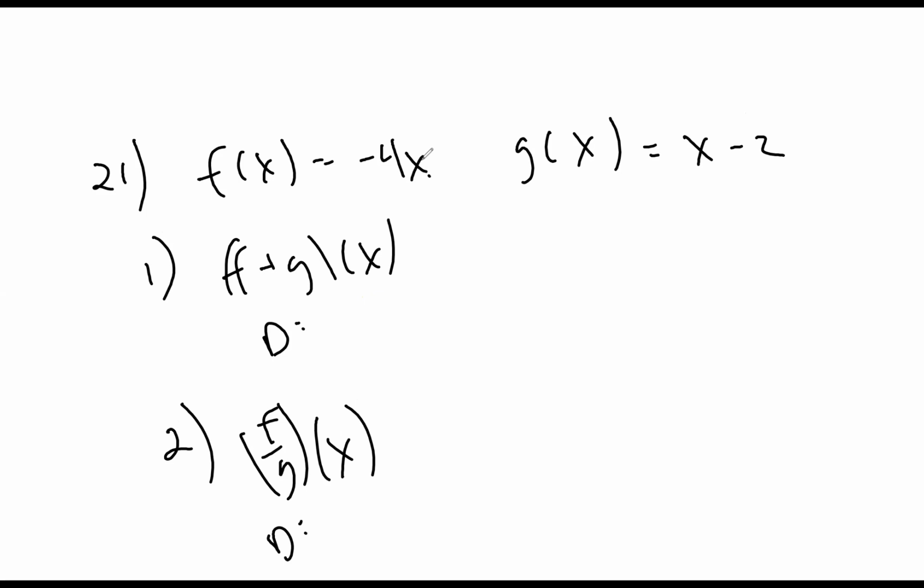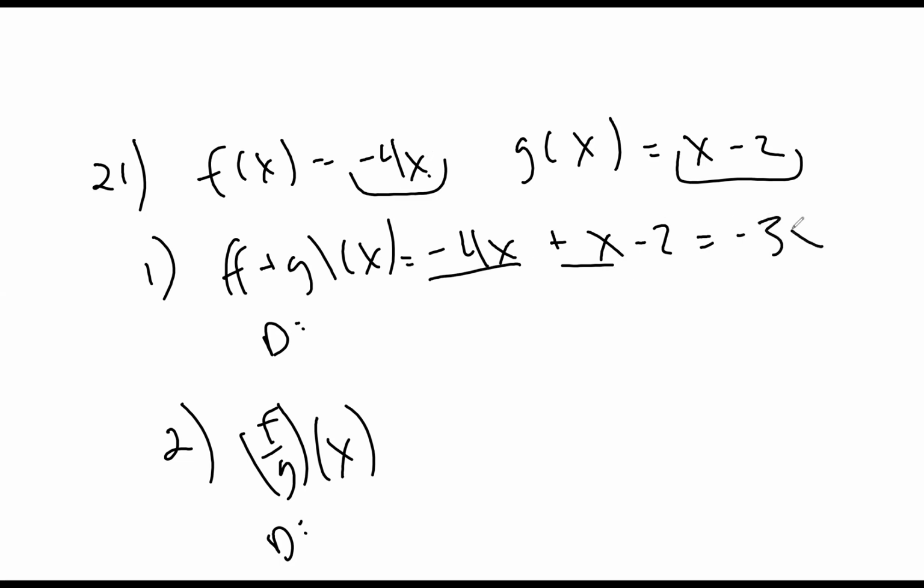is go ahead and add those functions up as they are. And so we're going to take f of x, which in this case is just -4x, and we're going to put a plus sign, and we're going to take g of x, which is x minus 2. And now we're just going to combine our like terms. So -4x plus x is going to give me -3x, and the only whole number I have is this minus 2. So here's my new function.